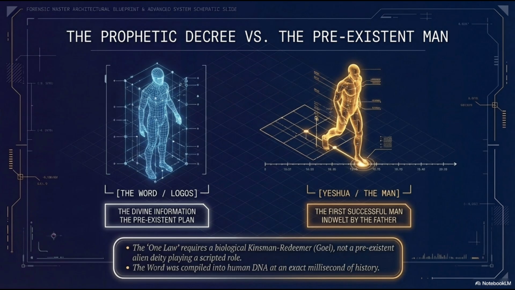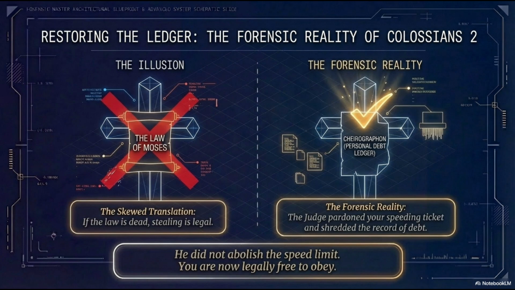And this reframes the event of the cross entirely. We really have to tackle a famous smoking gun verse that the college doctrine uses all the time to claim the law was abolished. Colossians chapter 2. Oh, this is a big one. The verse talks about the handwriting of ordinances being nailed to the cross.